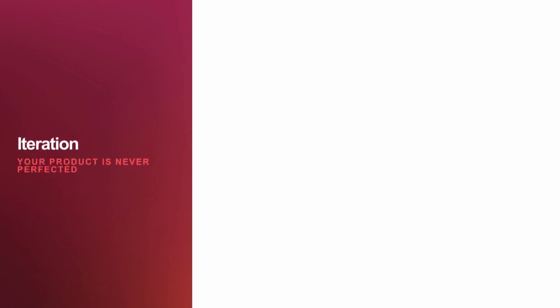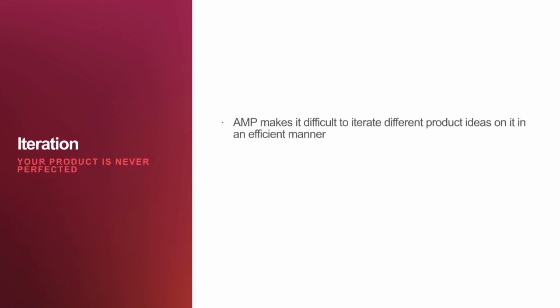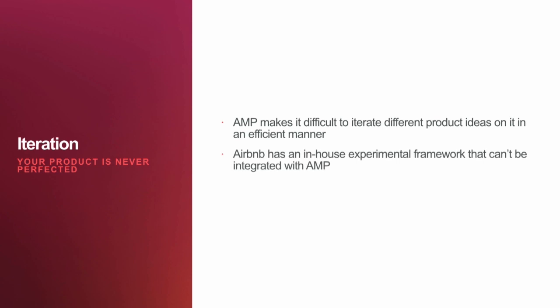Another issue is just iteration. AMP makes it very difficult for us to experiment, and we live and die by our experimentation framework. We have an in-house experimentation framework that we use, and AMP doesn't make it very easy for us to start integrating with it. As we know, experimentation in another domain is extremely difficult, so iteration with AMP was a pain for us. And the last one is stability.